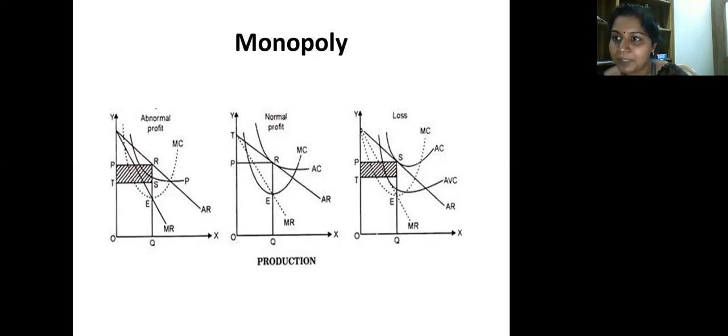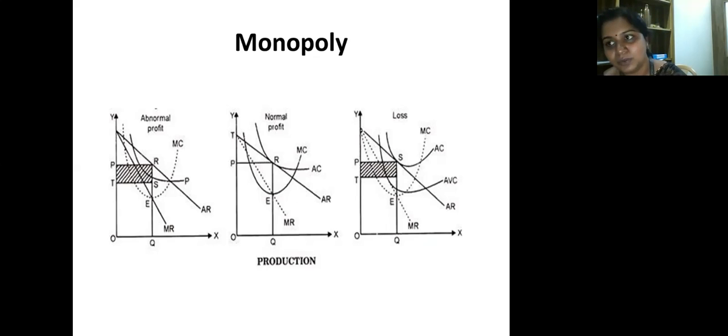Here, what will happen in monopoly? In the short run, in the beginning stage there is a possibility of loss; sometimes they will get normal profit, sometimes abnormal profit. But in the long run, since there is no competition for them, they will always adjust the pricing policy, their output policy, everything, and they will maintain abnormal profit as a monopoly. So this is possible in monopoly, not possible with monopolistic.